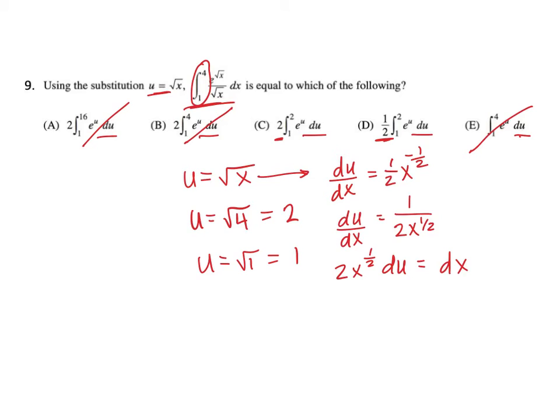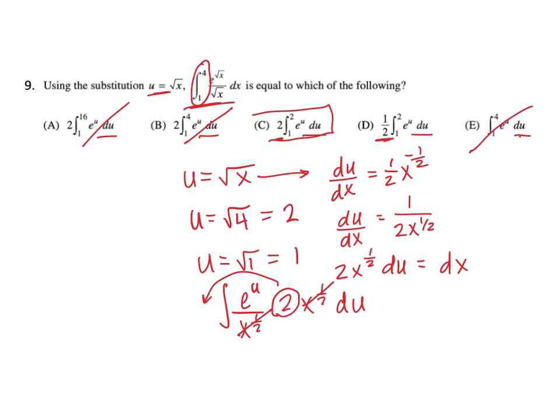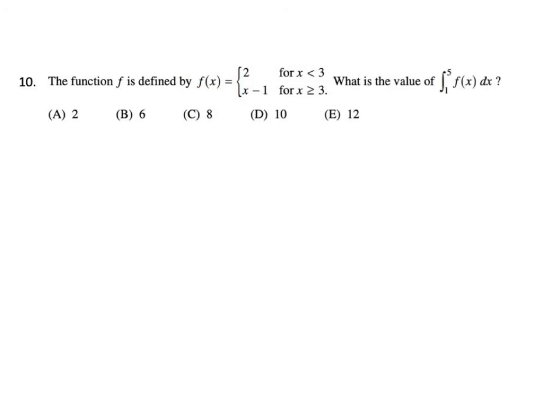And now let's go back up and do our substitution. So we have the integral of e to the u over square root of x, or x to the 1/2, and then dx is equal to 2x to the 1/2 du. And so we see our x to the 1/2 cancel. That 2 is in the top, and so that's what gets moved out. So our correct answer is C.